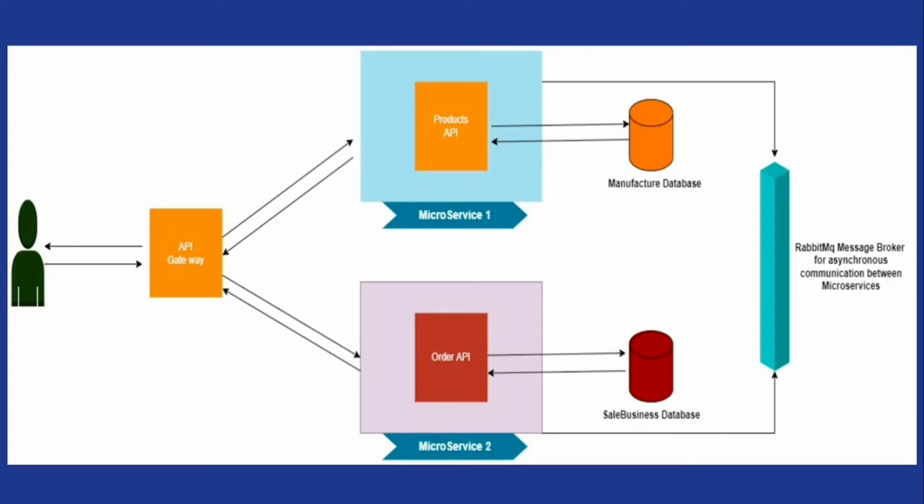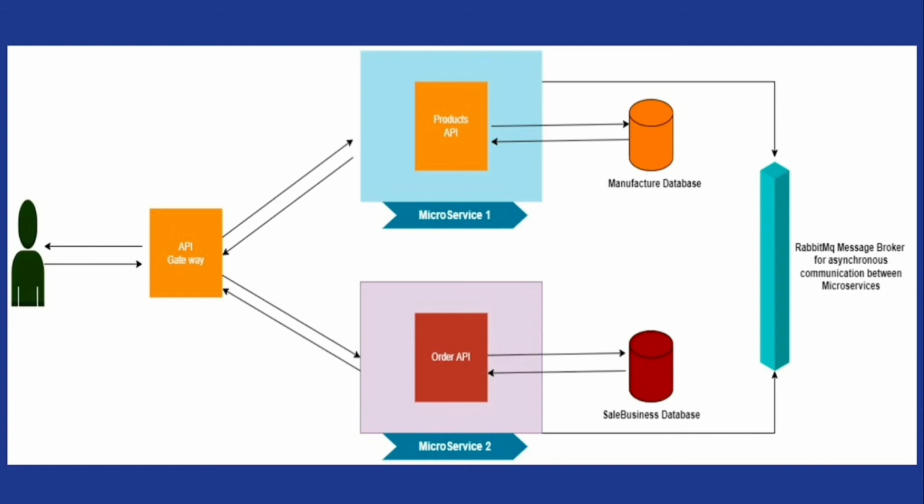So this is the microservice architecture, and you can see here we have separated it into small applications. One application contains the product API endpoint, and another microservice application contains the orders API. Each has its own DB: the products API consumes a manufacture database, and the orders API consumes a sales business database. There might be a chance we need some information shared between the two microservices. In that case, we can use a RabbitMQ message broker for asynchronous communication between the two microservices.